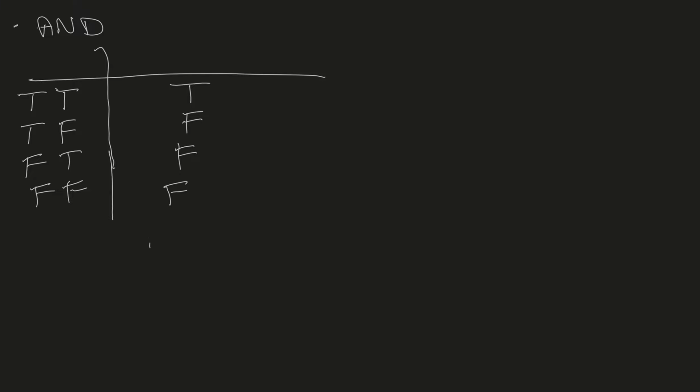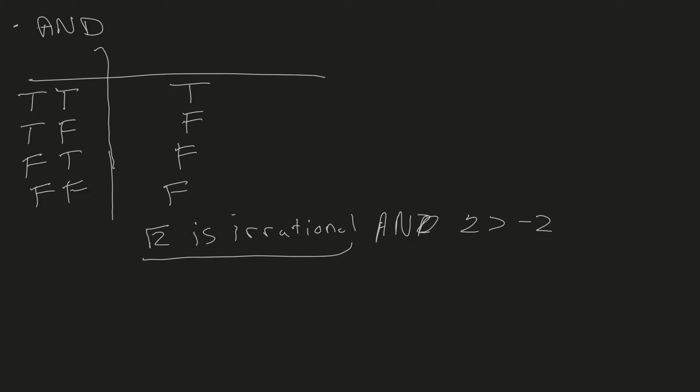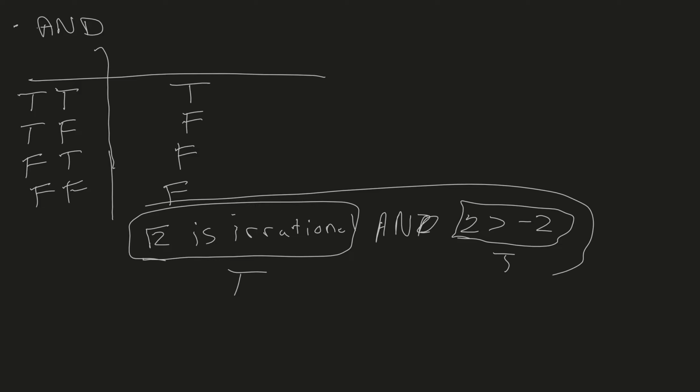For example, root 2 is irrational and 2 is greater than -2. Now this first statement is true, so is the second statement. Therefore, the overall statement will be true, because when we look at the truth table, whenever the first statement is true and the second statement is true, the overall statement is true.